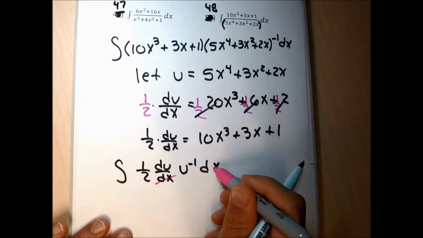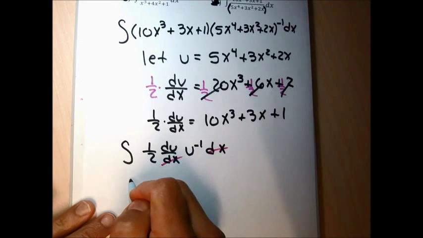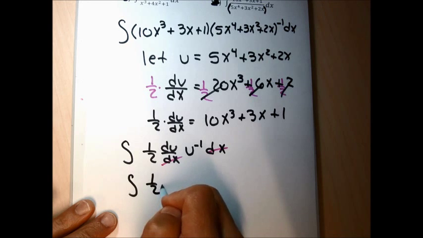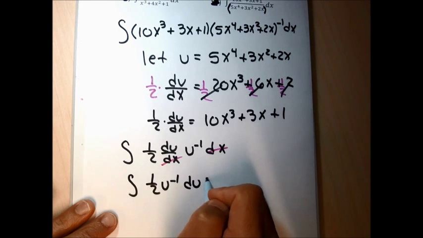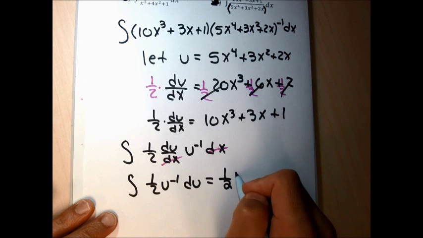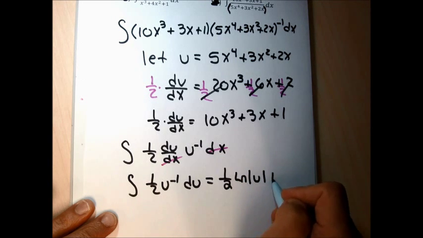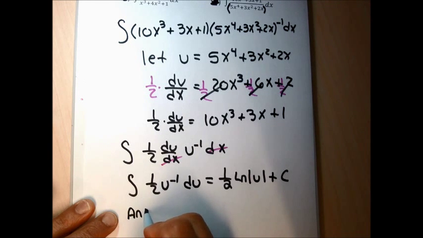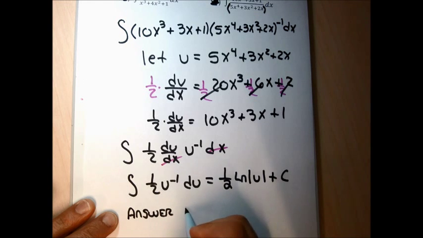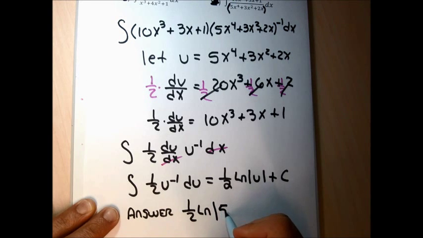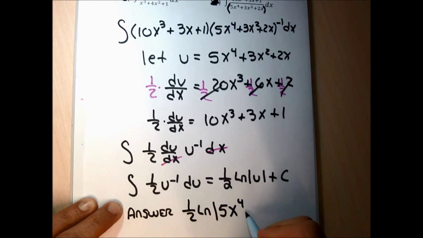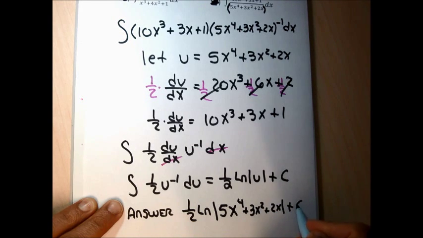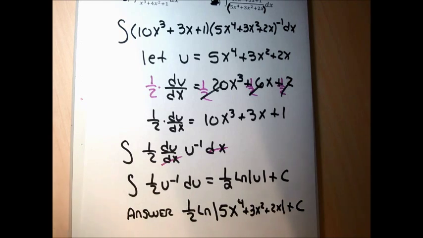I'm going to cancel my dx's. So this is going to be the integral of 1/2 u to the negative 1 du. Negative 1 exponents are fun integrals because they just turn into natural logs. And I'm going to replace the u with what it needs to be replaced with, and I'll have my answer. So there really is nothing new in this bottom half. I think they're actually easier. We've done so many of these, maybe too many of these, but I just wanted you to get comfortable with them. And you change the u back to what it needs to be changed to. So last problem's coming up.